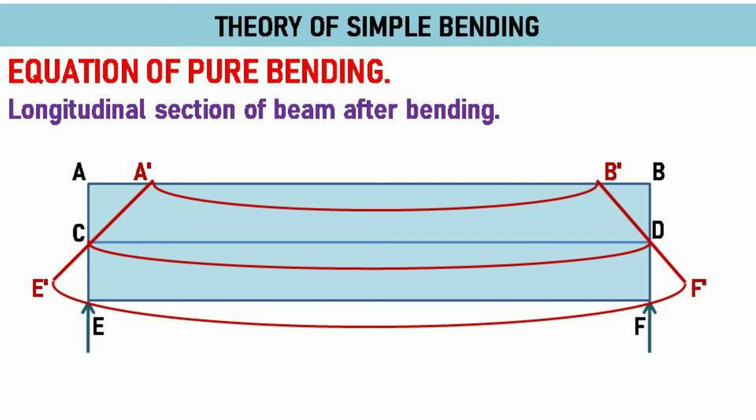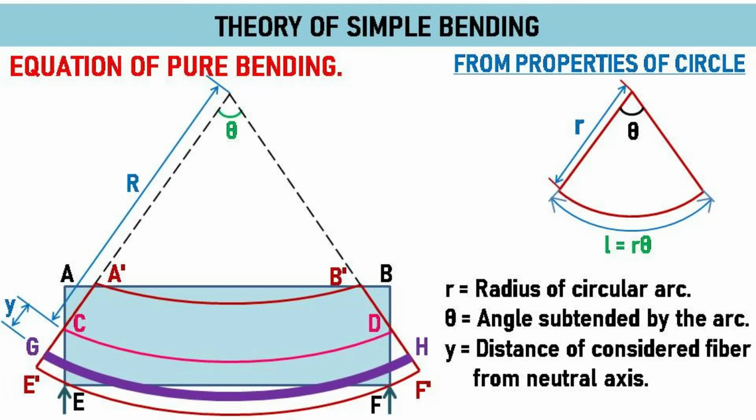There will be one such fiber, which is neither subjected to compression nor tension. This fiber or layer is called neutral layer. Therefore, all the fibers above neutral layer are subjected to compression, and below neutral layer are subjected to tension. Slide 7. By assuming the bent beam is in the shape of an arc of a circle, extending both ends of the beam till their intersection, the angle subtended by these lines is taken as theta. Radius of circle is taken as R, as shown in the figure.